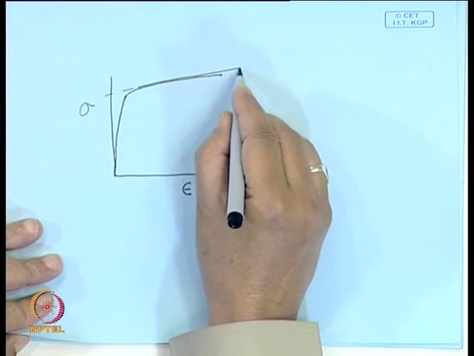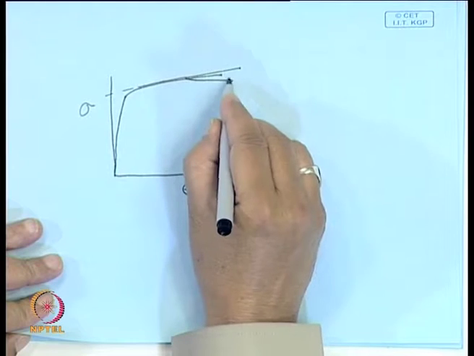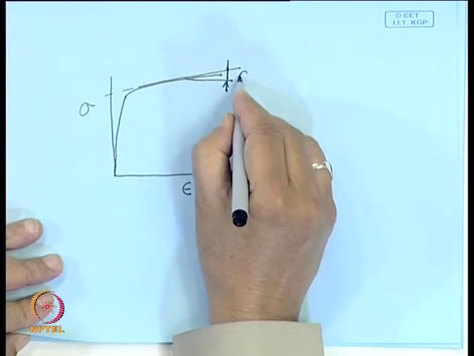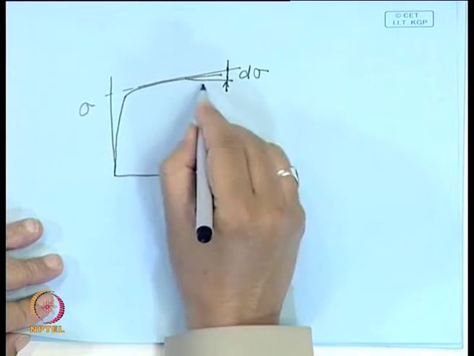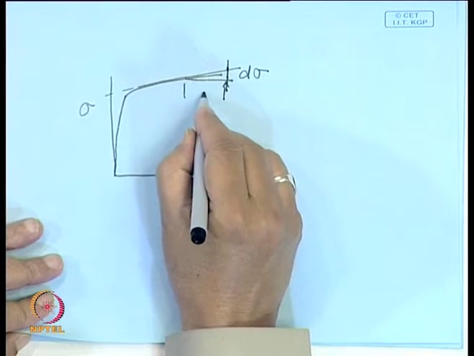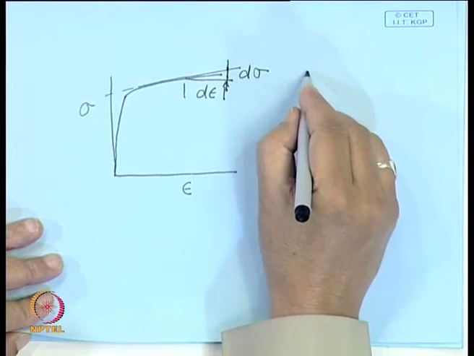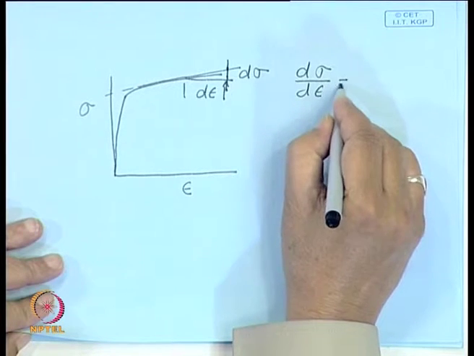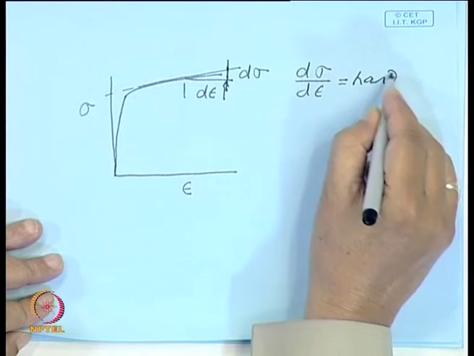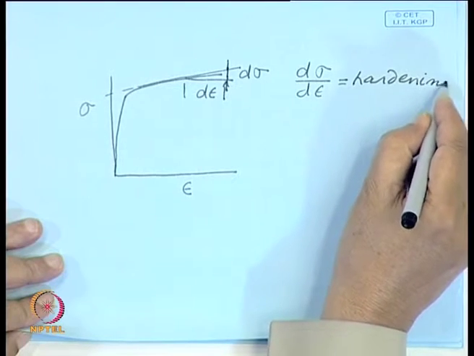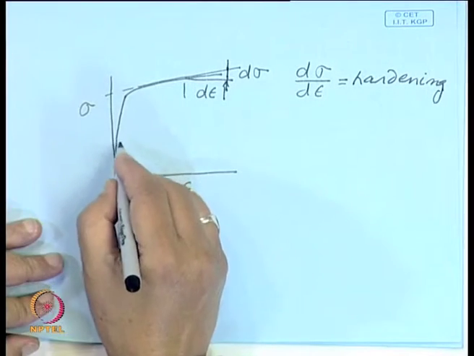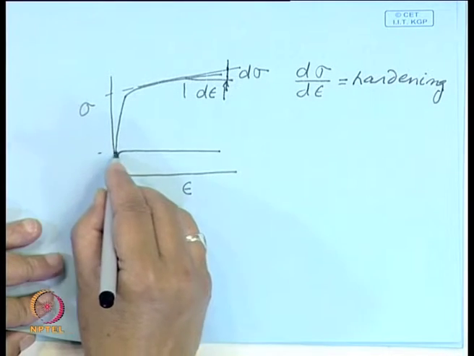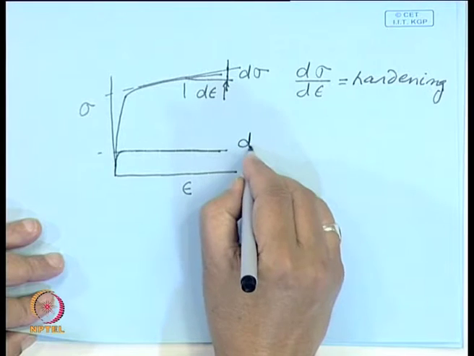The slope of this plot, this is d sigma, this is d epsilon. The slope of this plot is strain hardening. And when you go to higher temperature, possibly it may look like this. So, there is hardly any hardening.